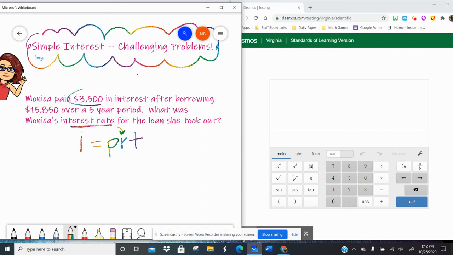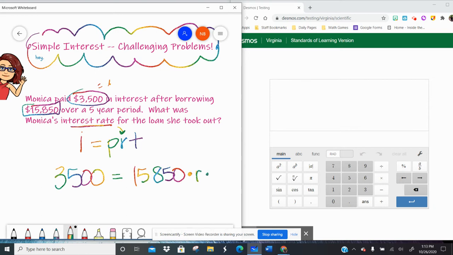If she paid $3,500 in interest, that's the I. So there's the I right there. So we're going to put that 3,500 on the left-hand side of that formula. Well, she borrowed 15,850. That's the principal amount of money. We don't know the R, so we'll use that variable R. And we know it's through a 5-year period, so we'll just multiply that by 5.